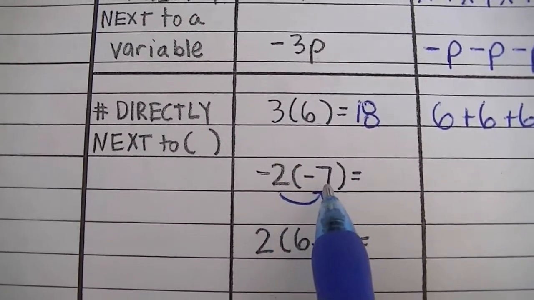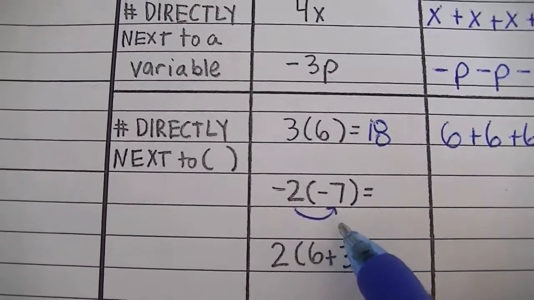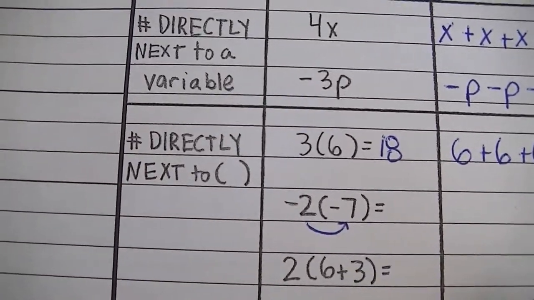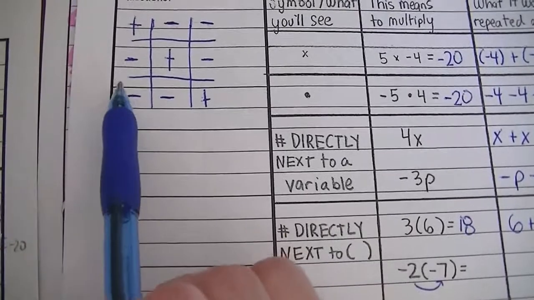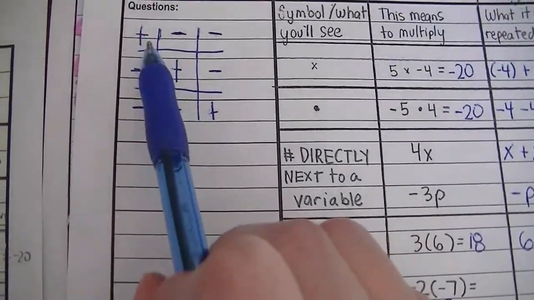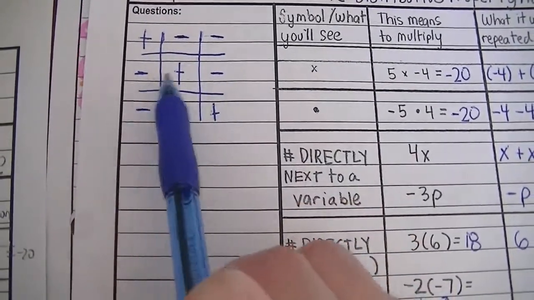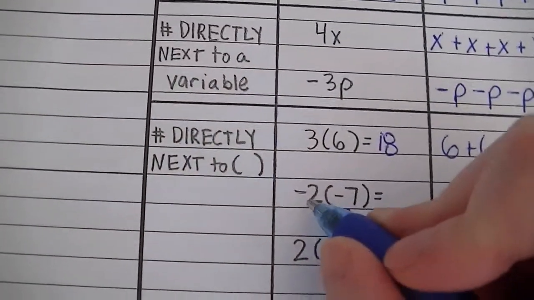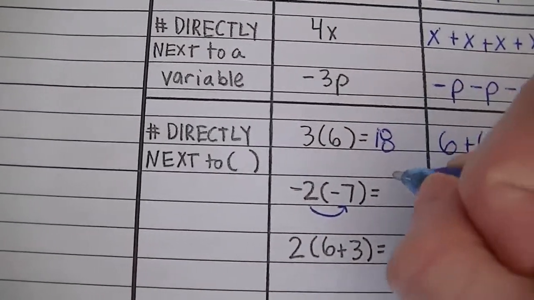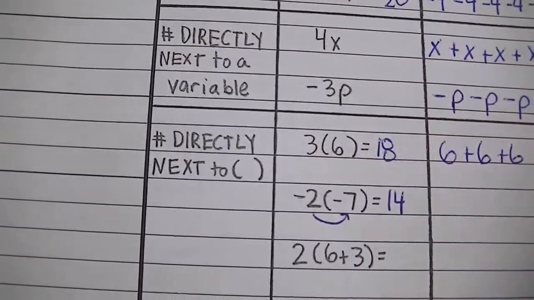But we got a -2 times a -7, and if you're unsure about what your product would be, whether it'd be positive or negative, you can look back up at your multiplication chart up here, the Tic-Tac-Toe Chart. Got a negative times a negative. Nope, not that row. Nope. This one right here, negative times a negative gives me a positive product. So -2 times -7 gives me a positive 14.